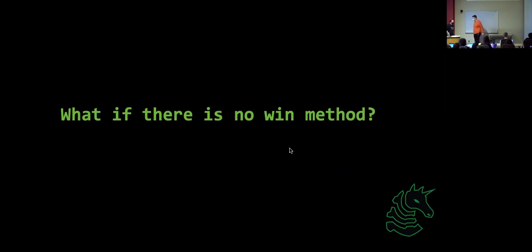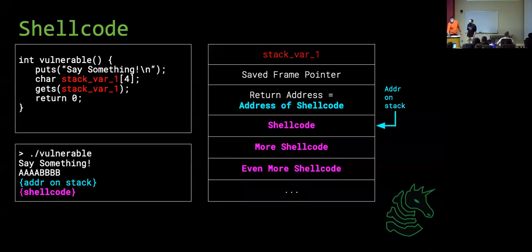All right, so in the previous example, there was a function in the program called win that we wanted to jump to. But what if there is no function in the program that we want to jump to in order to achieve whatever our goal is? So if there is no pre-existing function in the program that we want to jump to in order to achieve our goal, it's possible to write our own with a thing called shellcode.